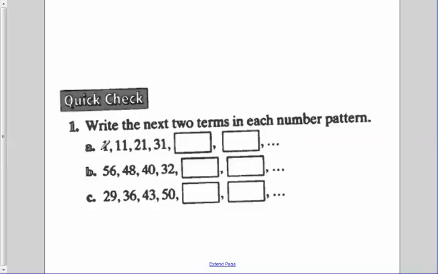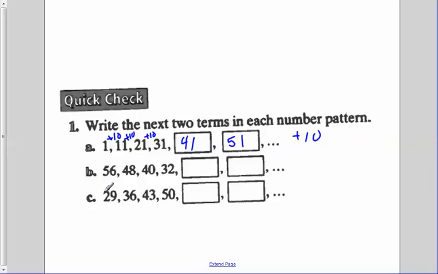Alright, so for sample A, finding what our pattern is, I'm going to say the difference between 11 and 1 is 10. So if I add 10 to 1, I get 11. Does that same rule apply for the next set? 11 plus 10 is 21. And then if I add 10 to 21, I get 31. So my pattern is true. If I add 10 to 31, I get 41. And if I add 10 to 41, I get 51. So our pattern was adding 10.